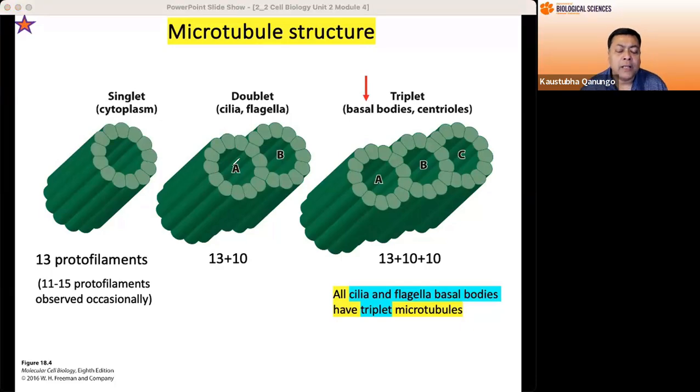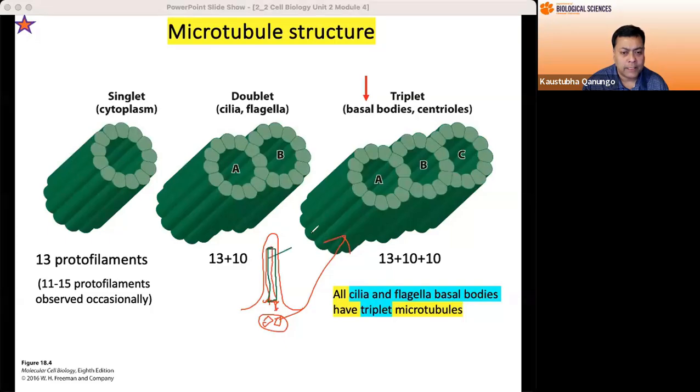And I'm going to connect another picture with that. If I just draw a cilia or flagella like this right here, you are going to see these doublets right here, all throughout. Here you will have the doublet. At the base right here, you will have the basal bodies. And this structure, which is the entire length of the cilia flagella, will be like this, which is a doublet. This is the basal body. Remember that, that is a triplet, the ring-like structure, and you see that in the centriole as well. All cilia flagella basal bodies have triplet microtubules.